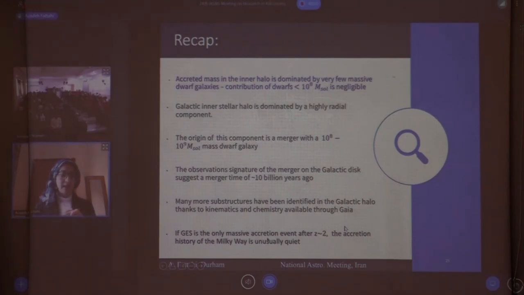The punchline of Tilly's paper, that I didn't go into, is that if GSE is the only massive accretion that formed the stellar halo, and the other accretions are not as massive, the Milky Way's assembly history is unusually quiet. We don't find a lot of Milky Ways in these boxes that have such a quiet accretion history, which is a question for the field about whether we are missing one or two other big substructures or not.